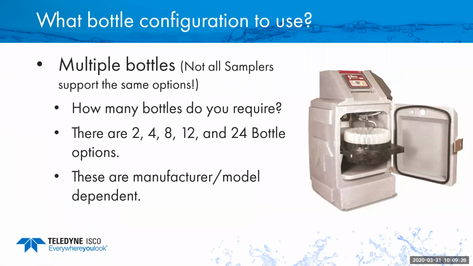Multiple bottle configurations. Some samplers actually can be configured for single bottle or multiple bottle configurations. So sometimes you can switch back and forth between the two, and again, that's all dependent on the manufacturer and the model. Typical ones that we see out there are 2, 4, 8, 12, 24, sometimes even 14 bottle ones I've seen out there as well. Again, they are manufacturer model dependent, so make sure that the model you're getting will support the number of bottles you need.